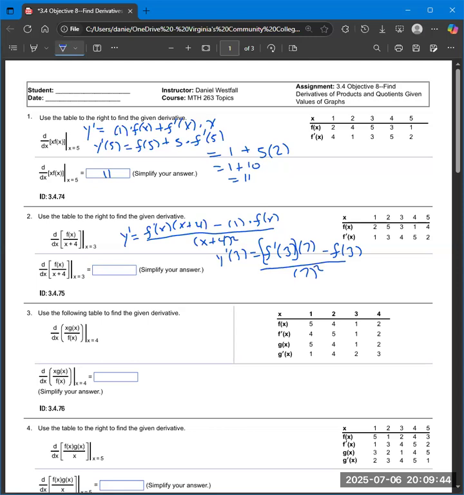F prime of 3 is 4. 4 times 7 minus f of 3 is 3 over 49. 28 minus 3 is 25 over 49.